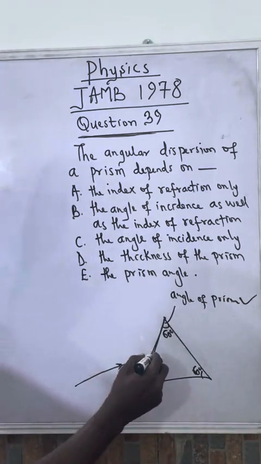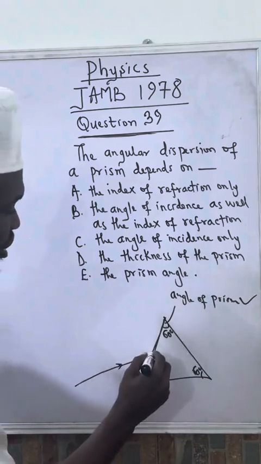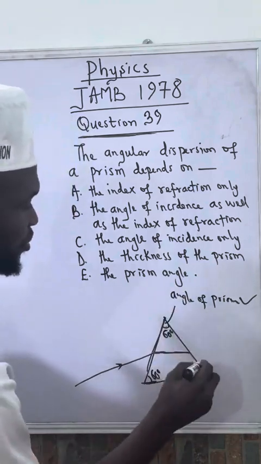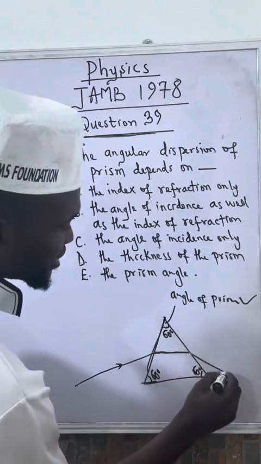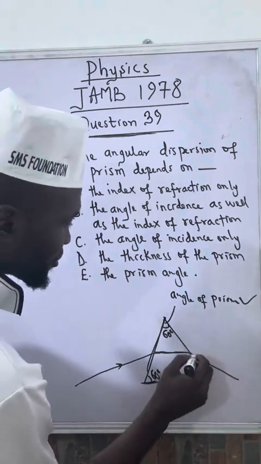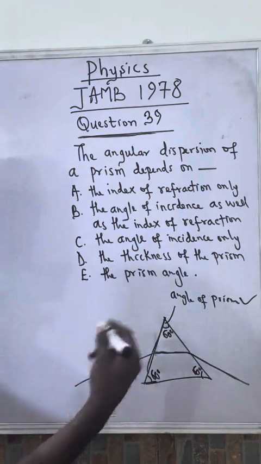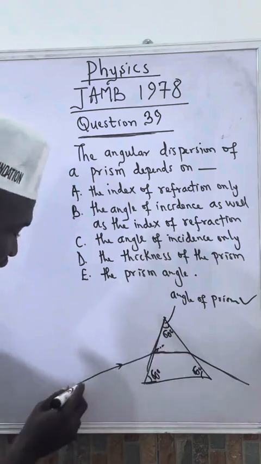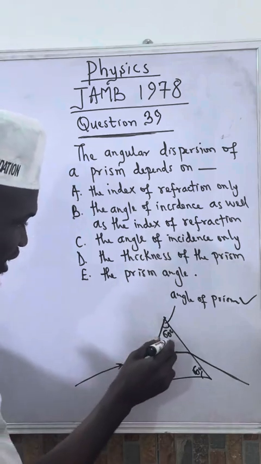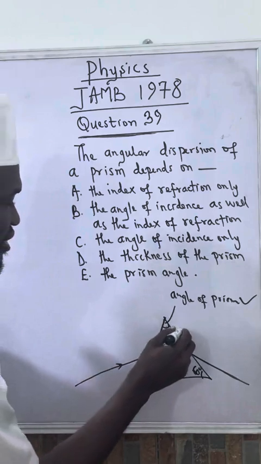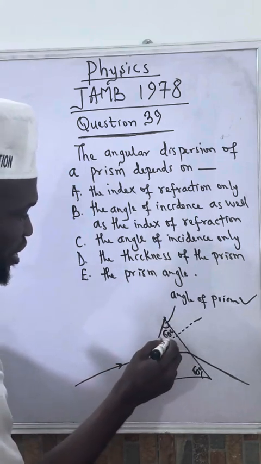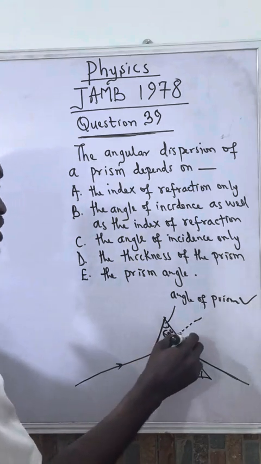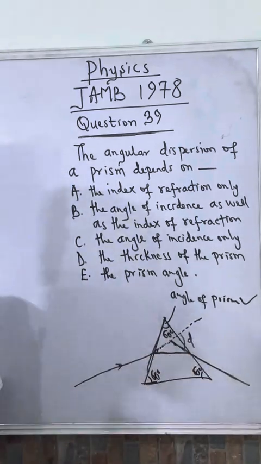Now, if a white light is incident on the prism at this point, this is the incident ray. As it enters into the prism, it refracts, and then it comes out as the emergent ray. This is the path the light is supposed to continue with. As it's coming like this, it's supposed to go straight, but it bends away like this. As it bends away, there is an angle created here. This angle is known as the deviation.